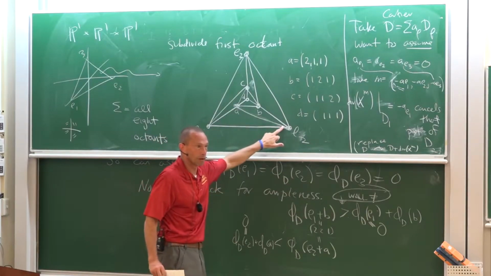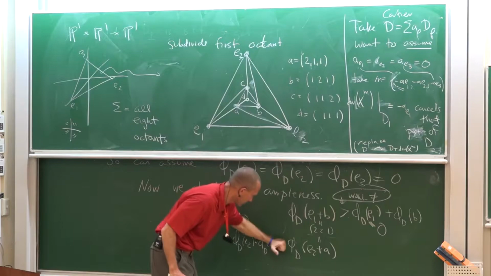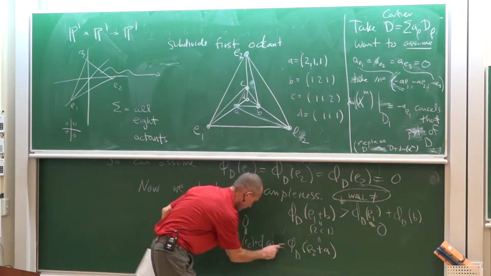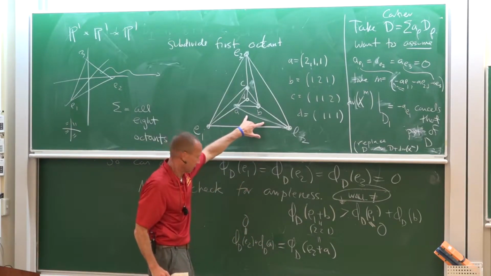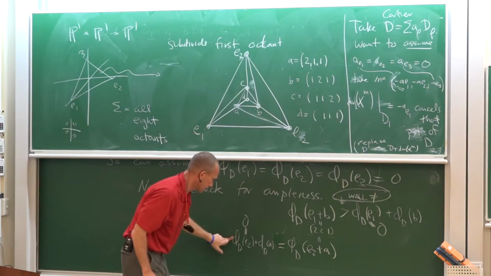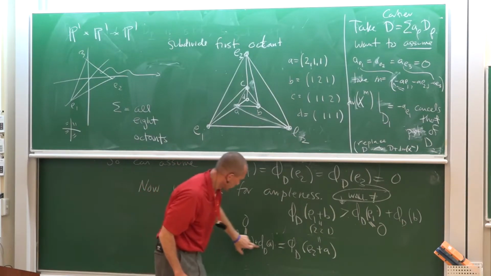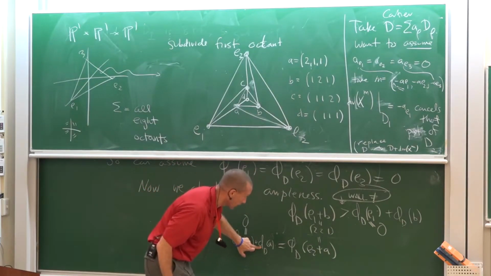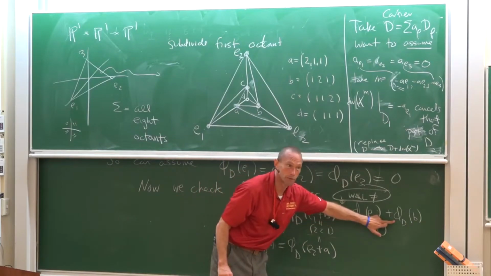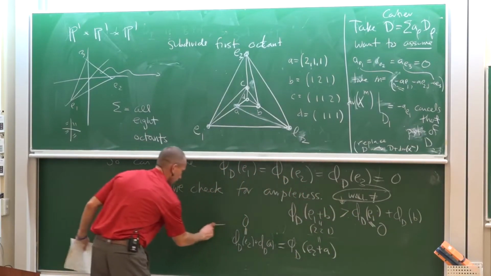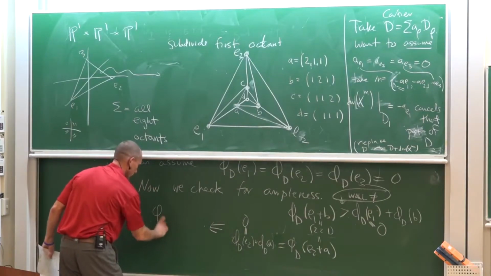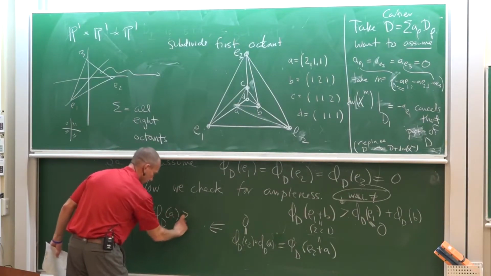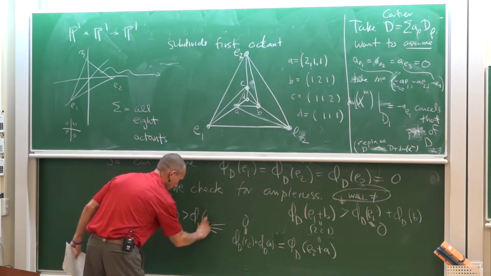It's actually one of the rays, right? So I'm going to have an equality there. This is an equality here, because that's on my ray here. So this is an equality, this is 0, and so what I get, chasing through, is phi sub d of A is greater than phi sub d of B, right? So this gives me phi sub d of A greater than phi sub d of B.